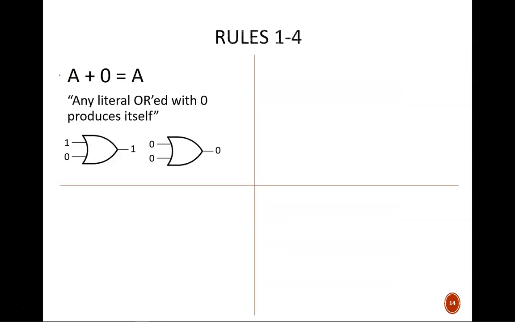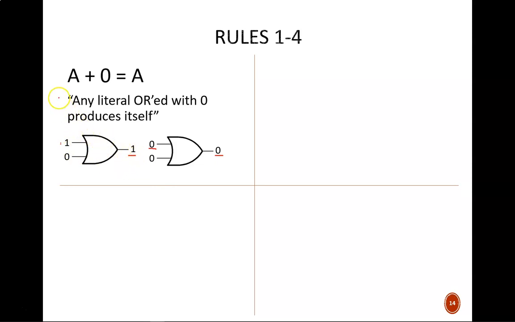Rule number 1 shows that A OR 0 equals A. We can see this proved in the gate examples below. These two examples show every possible case. That's the beauty of two-term Boolean algebra. If A happens to equal 1, then we OR it with 0, and the result is 1. If A happens to equal 0, then we OR it with 0, the result is 0. In either case, whatever A is equal to becomes the final output.